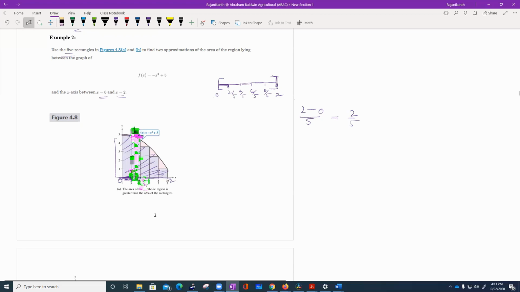So again, take the second rectangle. Now the height of the second rectangle is up to here. So basically, for each rectangle, you have to find the function value at the particular x value, right?